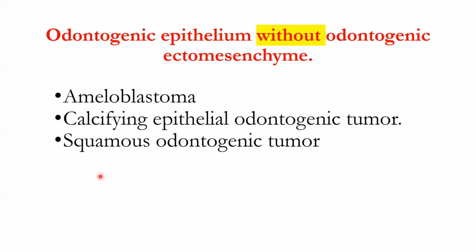So under the odontogenic epithelium without odontogenic ectomesenchyme, we are going to discuss ameloblastoma, which is very, very important for you all to know. It can come even as a long essay, a short essay, and several multiple choice questions from this topic. And it is a very aggressive tumor, so as a dentist you have to have knowledge about it. Calcifying epithelial odontogenic tumor. If you remember, when we were talking about the series of cysts of the oral cavity, we talked about calcifying epithelial odontogenic cyst, and this is the tumor part of the same, and squamous odontogenic tumor.